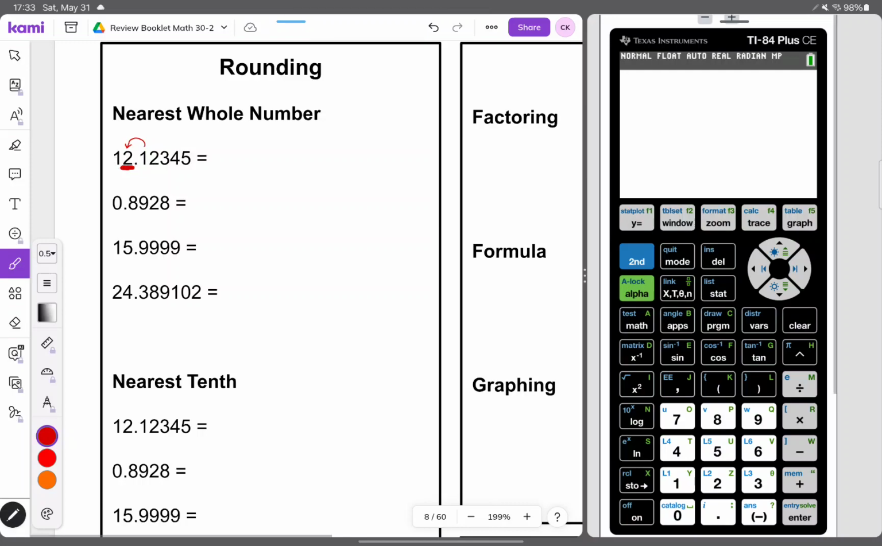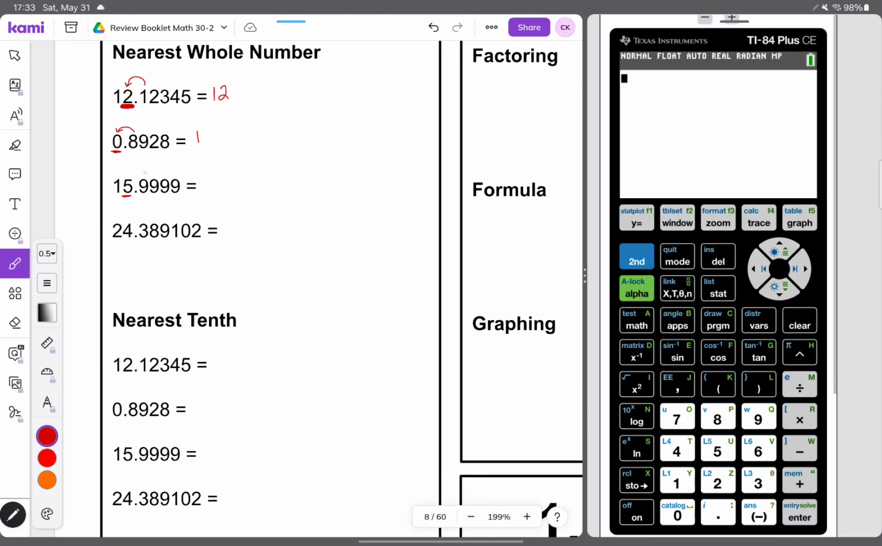Well, 1 is less than 5, so it's going to keep us the same. So we're just going to write 12. Not 12.0, because we want the whole number, so it's just 12. All right, again, round to the nearest whole number. So I look here and I see, is that enough to bump us up or keep us the same? That one's going to bump us up.